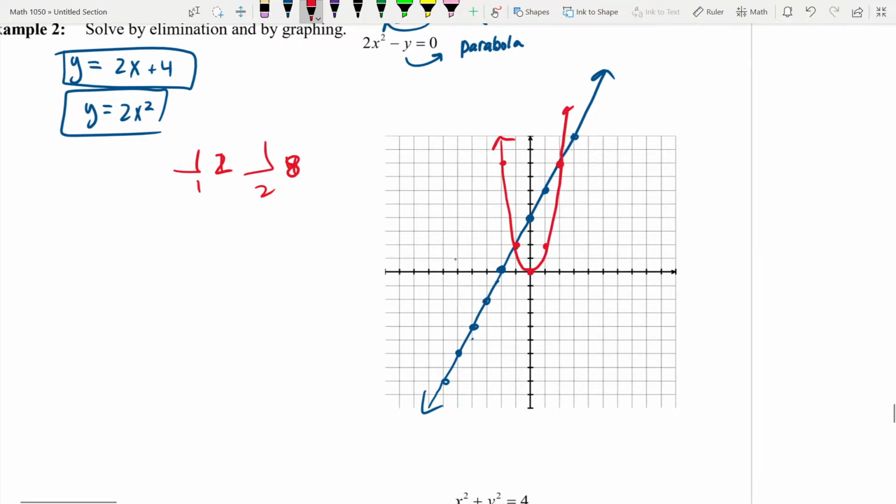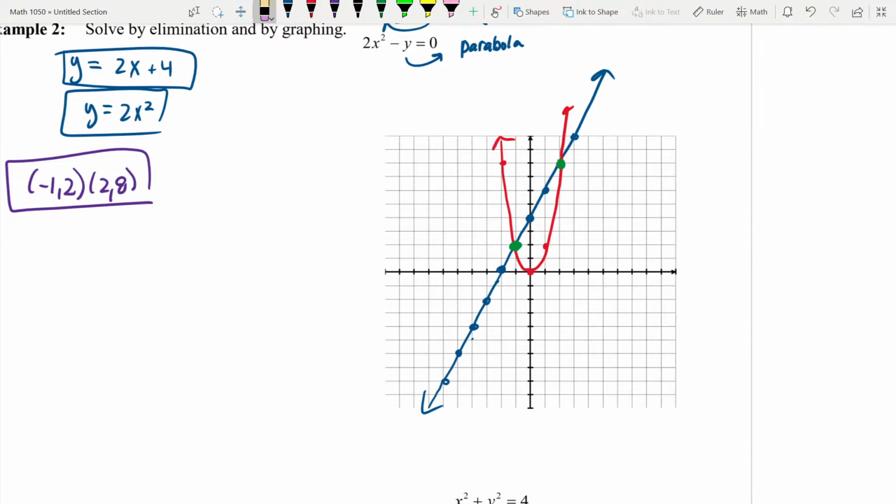There you go. I've got 2 answers. One is right here. The other one is right there. I put them in green. The ordered pairs are left 1, up 2. The other one is right 2, up 8, and I'm done. Now you guys are looking at the graphing saying this graphing is easy, right? It's going to be easy for about 4 problems, and then it's going to get through the roof tough.